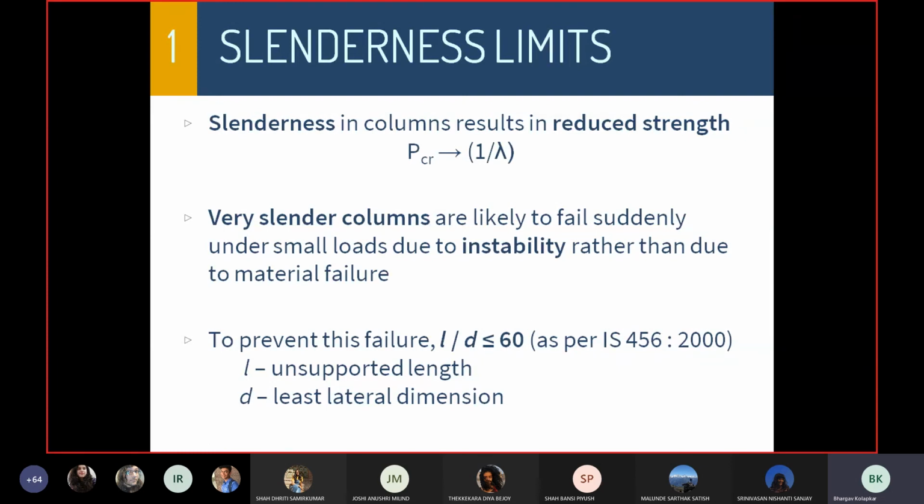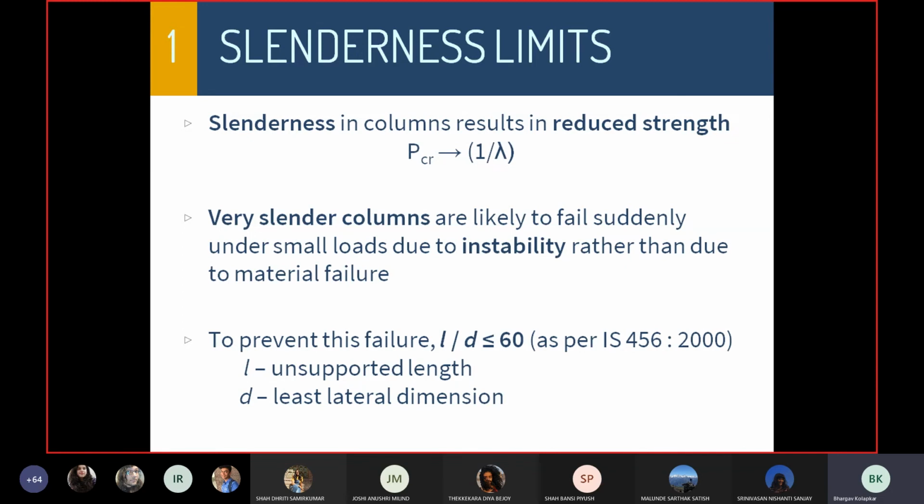So what does this mean? If you have an unsupported length of 6 meters, which is 6,000 mm, the maximum ratio that you can have is 60, meaning that the minimum dimension that you will have to give is 100 mm, irrespective of the magnitude of the load that the column carries. So for a 6 meter unsupported length, the minimum dimension that you'll have is 100 mm. That is what the code says. In no case will you have a dimension of less than 100 mm.